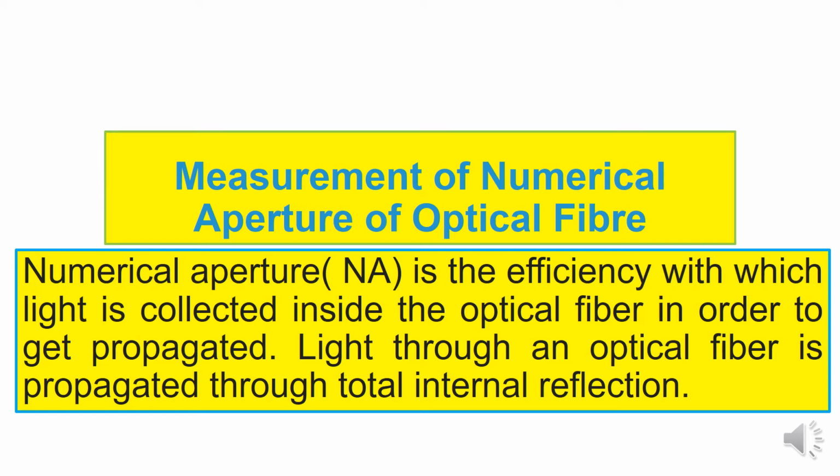The practical is the measurement of the numerical aperture of an optical fiber. Numerical aperture is basically the efficiency with which light is collected inside the optical fiber in order to be propagated. So it is basically collection power, nothing else. Light through an optical fiber is propagated through total internal reflection. This is the principle under which this action takes place.